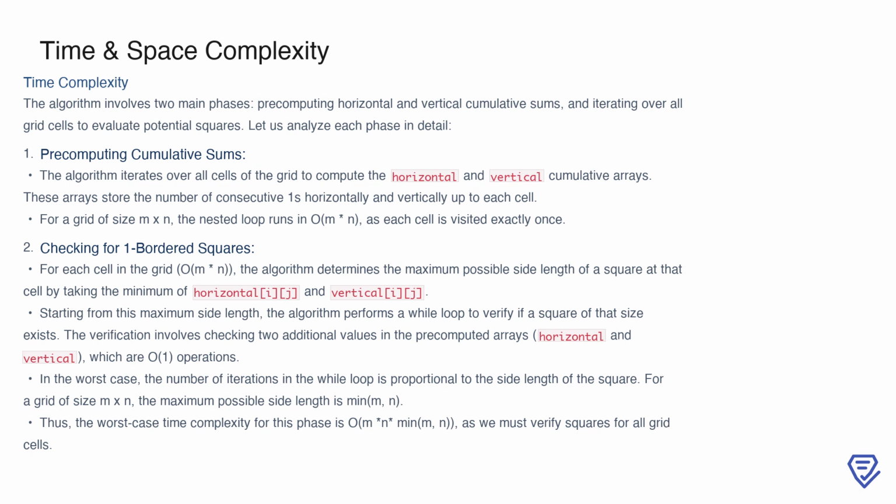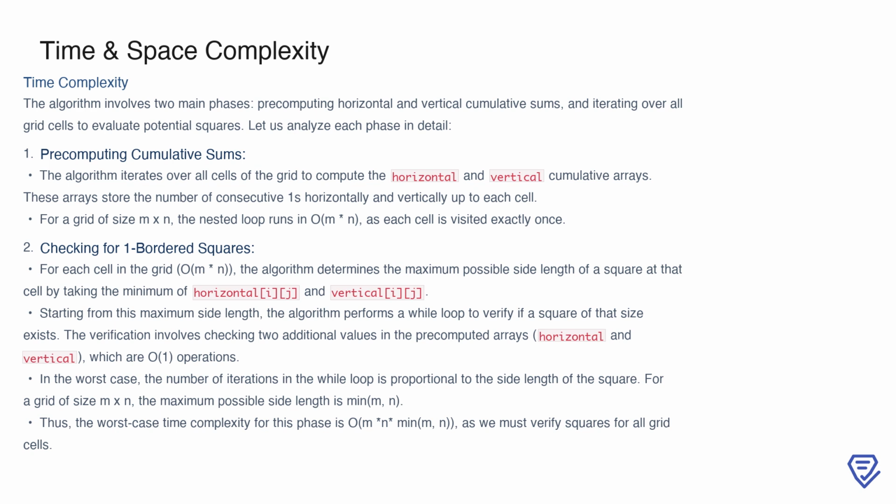Now, in the second phase, we evaluate potential one-bordered squares. For each cell, we determine the maximum possible square side length by taking the minimum of the values in the pre-computed arrays at that cell. From there, we verify if a square of that size exists. The verification involves checking just two additional values in the pre-computed arrays, which are constant time operations.